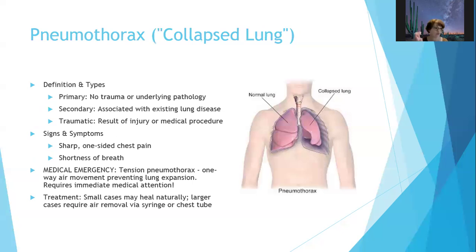So the pneumothorax, also known as a collapsed lung, allows the lung to decrease in volume. There are different sorts. There's primary, where all of a sudden your lung decides to collapse, and they call it a spontaneous pneumothorax. It just happens. There's no trauma or underlying pathology. They don't know why it happens. It's idiopathic. It can be secondary to an existing lung disease, or it could be traumatic, as a result of an injury or a medical procedure.